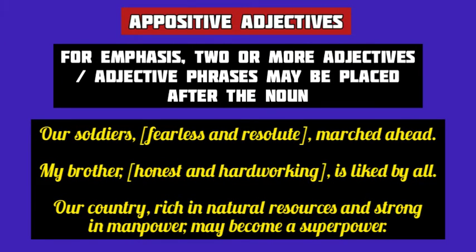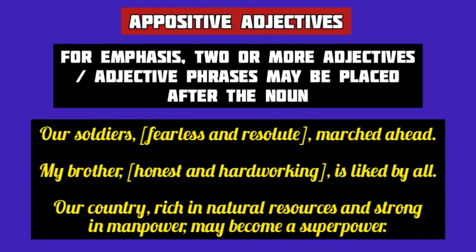Up next, we have appositive adjectives. When two or more descriptive adjectives or adjective phrases are placed right after the noun they describe, for the sake of emphasis, they are called appositive adjectives. Appositive adjectives or adjective phrases are joined by and or but and set off by commas.